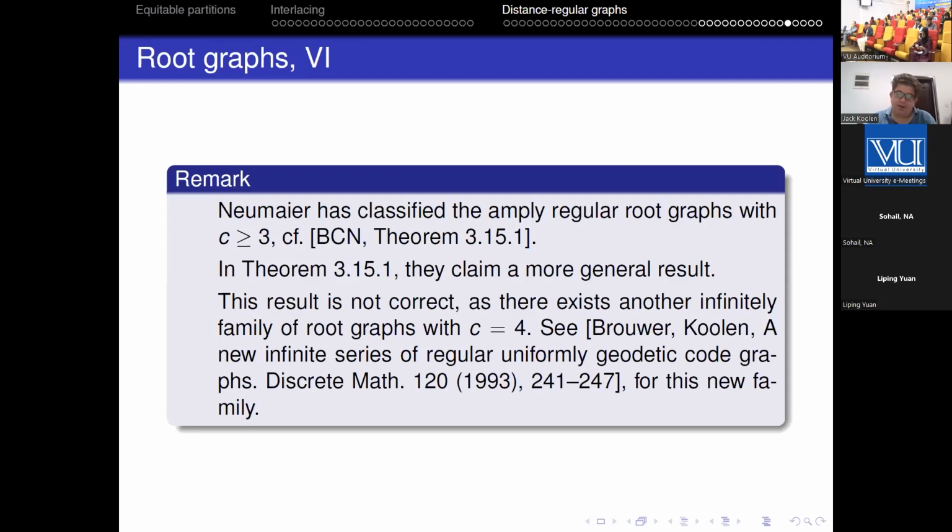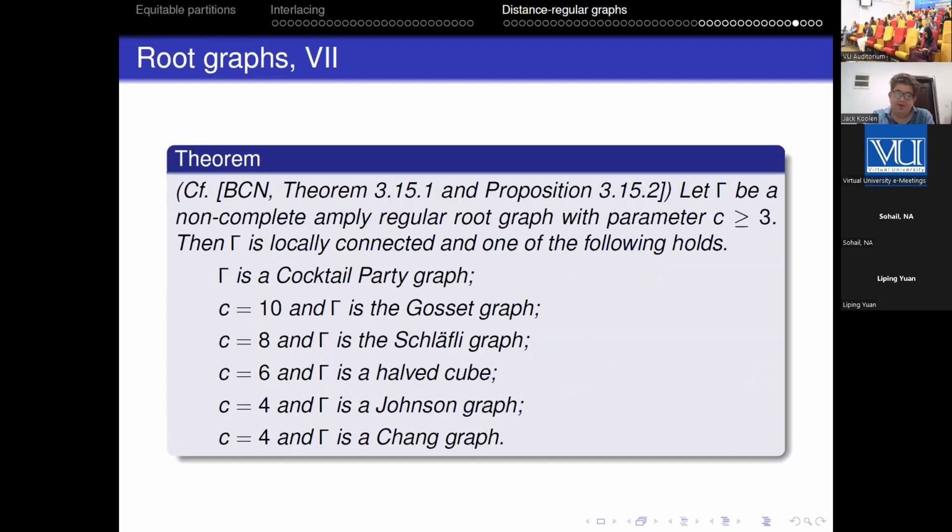This is not amply regular, but they are regular, and the c_i always exist. That is what uniform geodetic means. And I will not tell you what a code graph is, but it is a special case of a good graph. The paper was published in 1993 in Discrete Mathematics, when I was still a PhD student, I believe, yes.